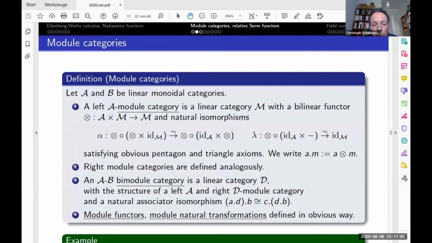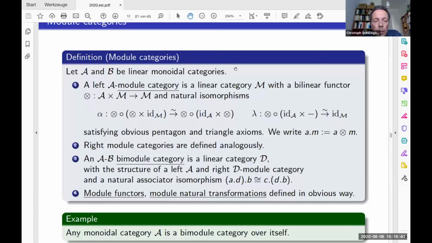So a monoidal category is something like a monoid in categories. So you have a tensor product. And if you study monoids or algebras, you want to study modules over them. So module categories are categories together with a mixed tensor product, which allows you to act with an object of the monoidal category on an object in the module category. And of course, you can also act on morphisms. And already in Jürgen's talk, there are left module categories, right module categories, bimodule categories, and then you can define module functors, module natural transformations in a rather obvious way.